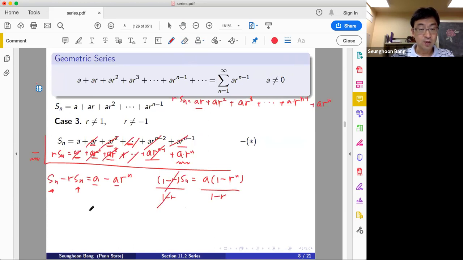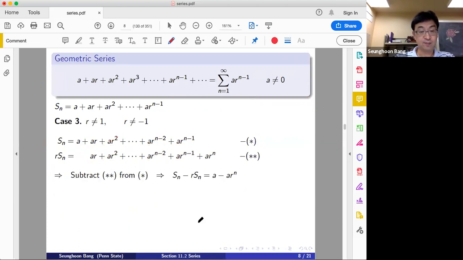1 minus r crossed out, what's Sn? So Sn equals a times 1 minus r to the n over 1 minus r, so like this, right? So we have it. This is the idea. So like this. Next, you can take the limit.